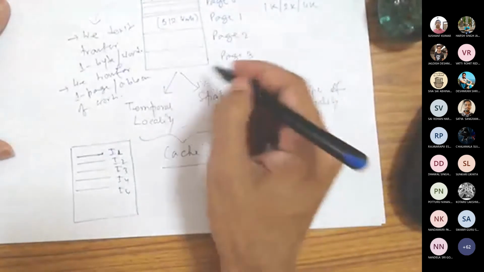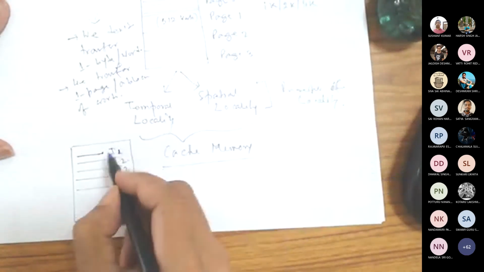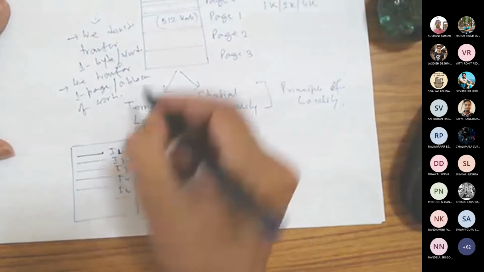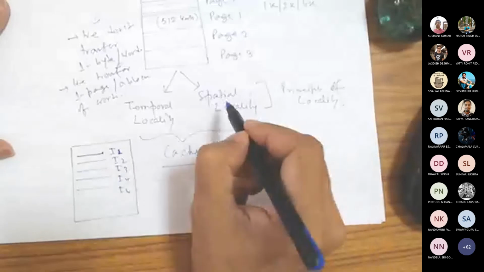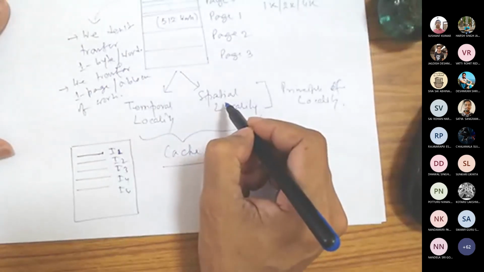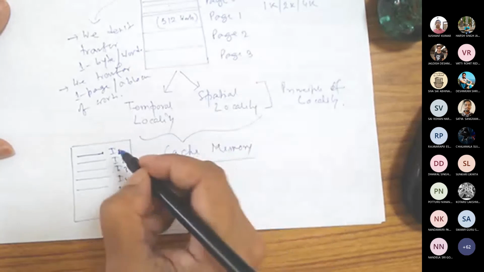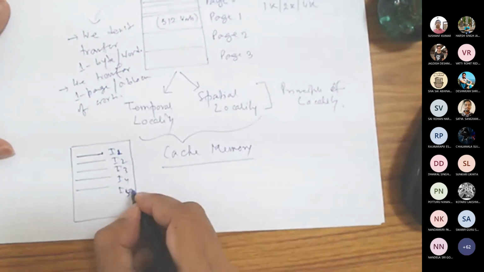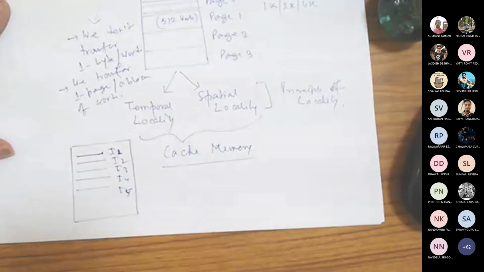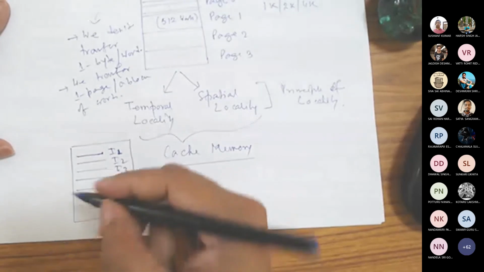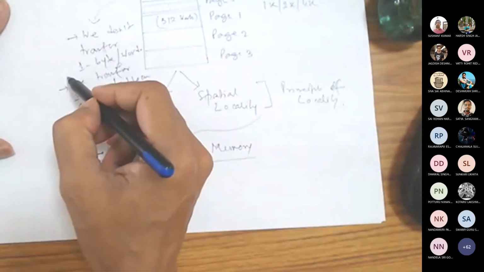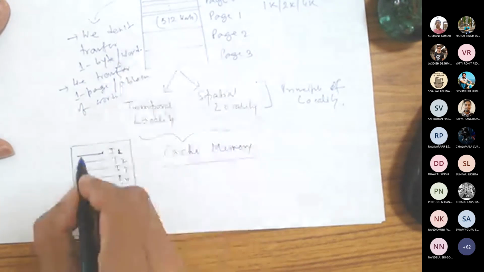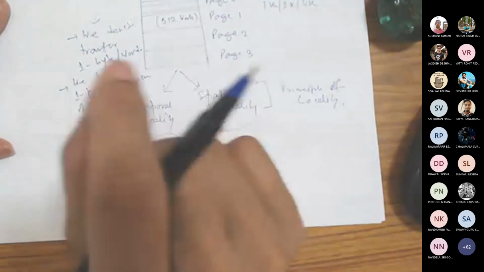On the other side, spatial locality, which is very much relevant with respect to the page concept, says that whenever I am using I1, the chance of using I2, I3, I4 and I5 is more than any other instructions which are far away from me. That's called spatial locality. So when you fetch one instruction from memory to the instruction register, you can assume that the next instruction will be I2, probably with higher probability.